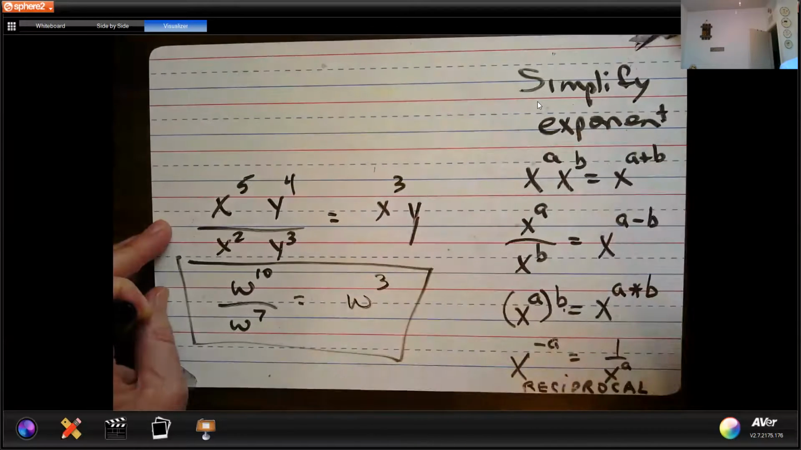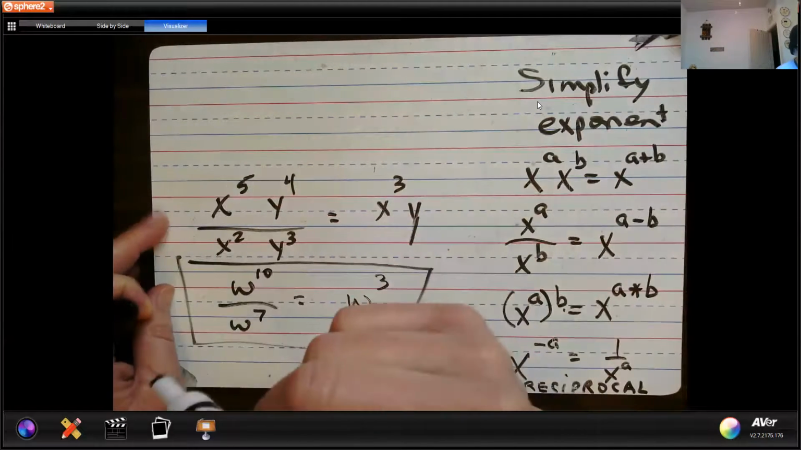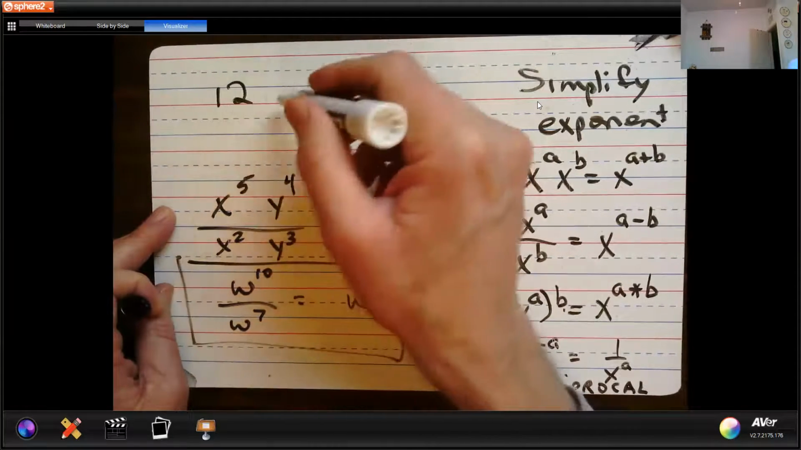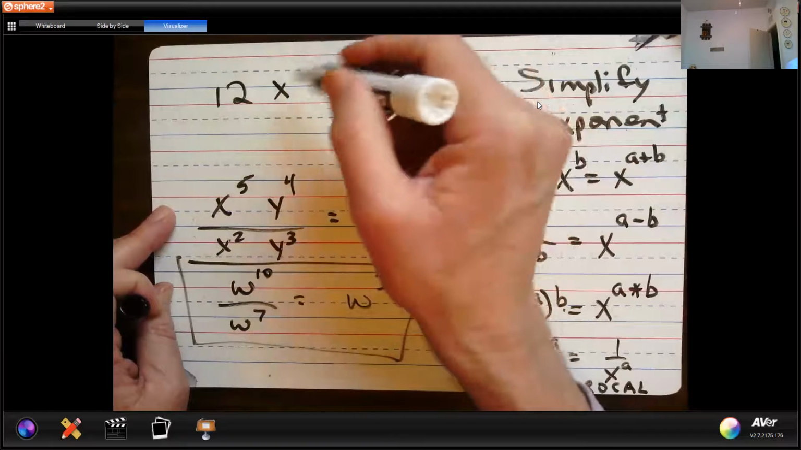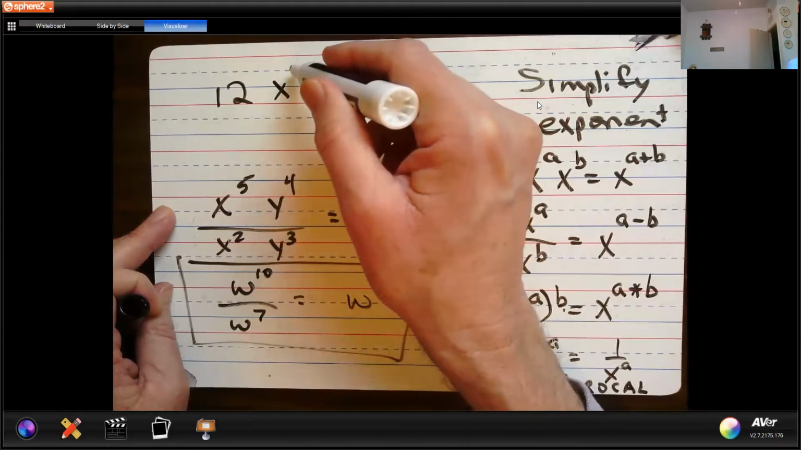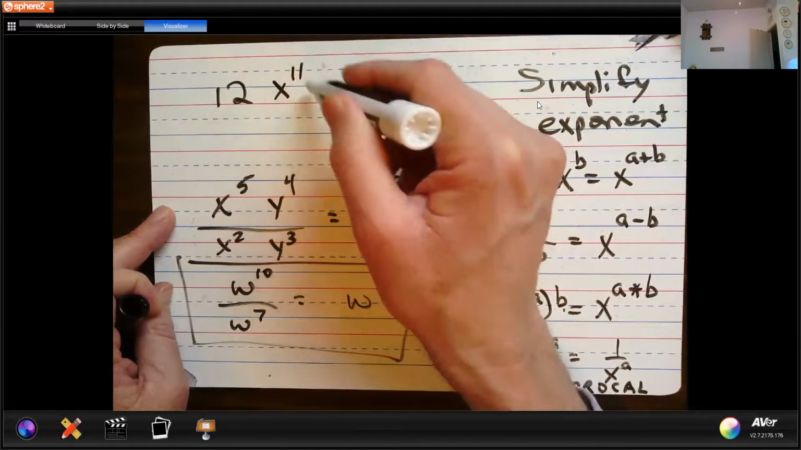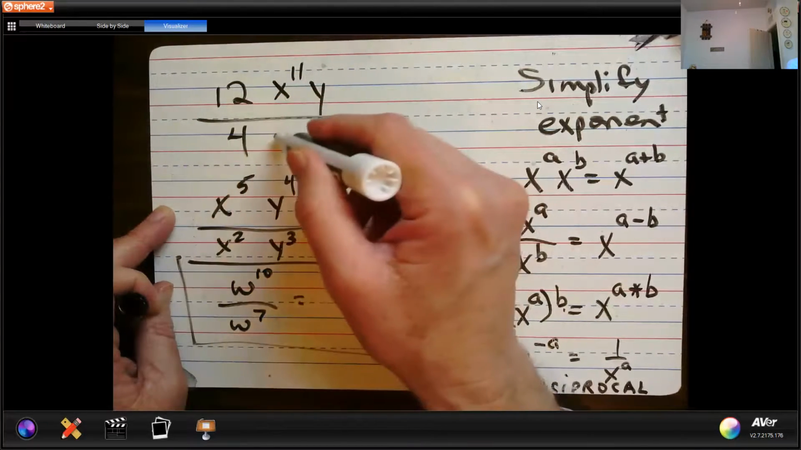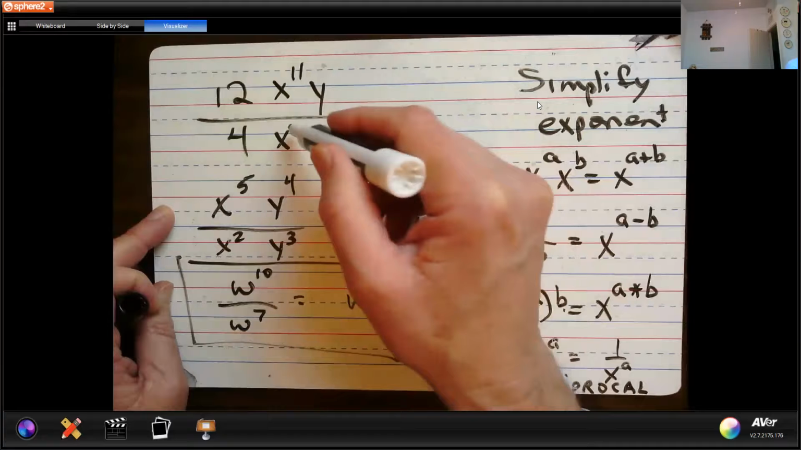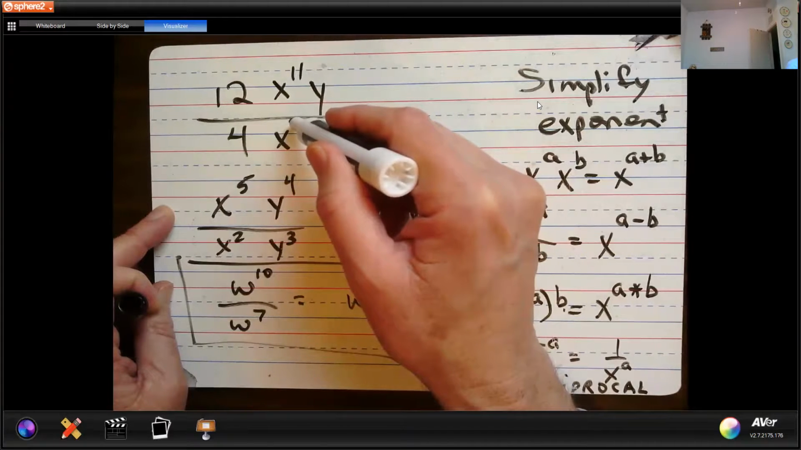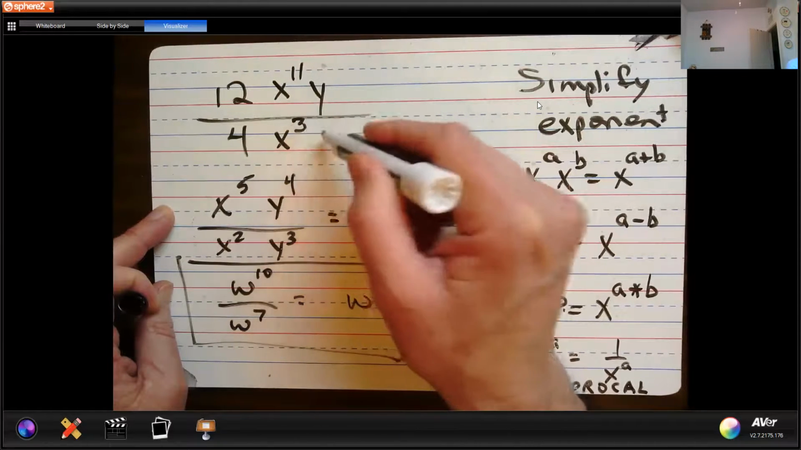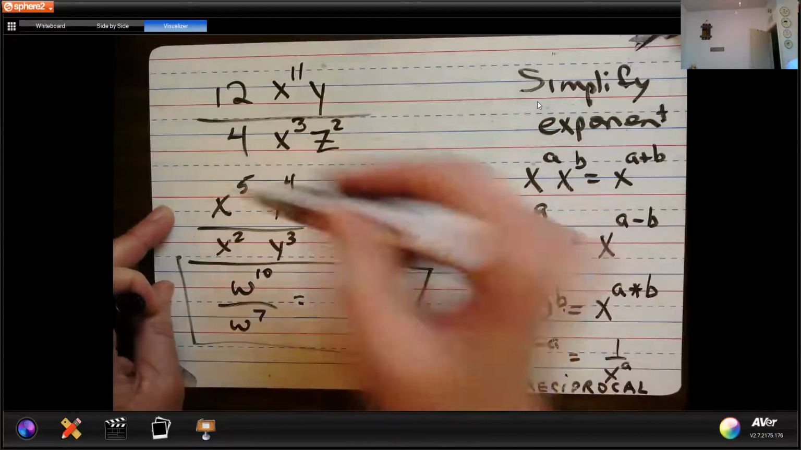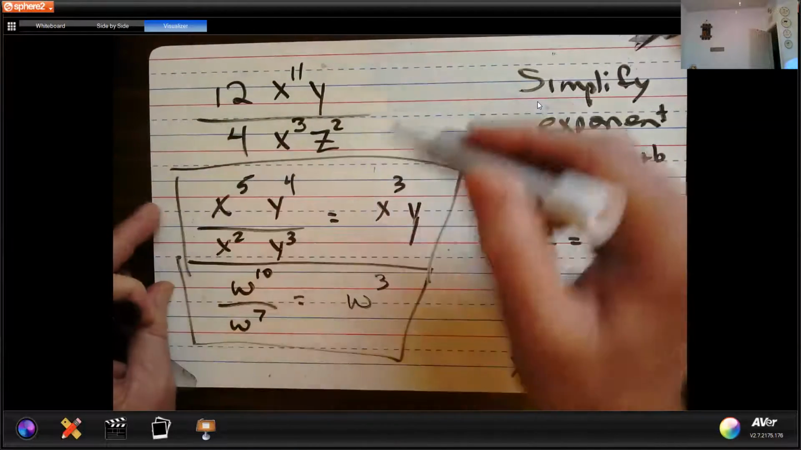What about the next one? What if we had numbers in there? What if we had 12x to the 11th, y, and then over here I had 4x to the third and z squared? What? Look at all those letters. Yeah, that's what I see, all those letters.